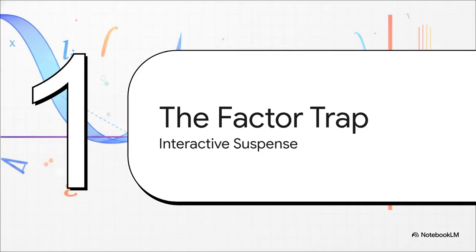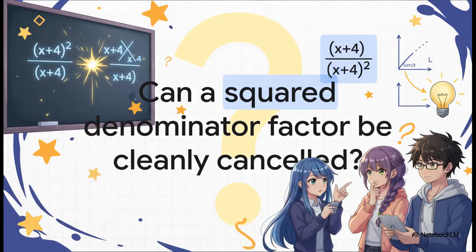Section 4, the factor trap. Time for some interactive suspense. Okay, you've cleared the basic glitch, and you're doing great, but don't let your guard down just yet. The calculus battleground is absolutely full of traps, just waiting to trip up unwary engineers. Pause this explainer for a second and really think about this critical scenario.